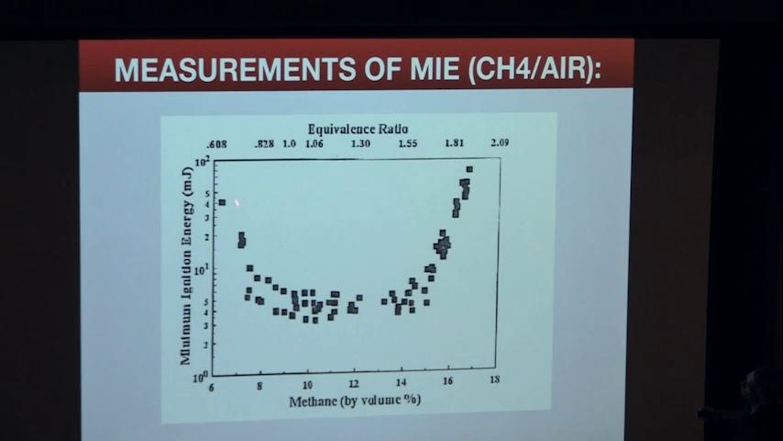So this is a plot of the minimum ignition energy as a function of equivalence ratio. And of course, the minimum energy is reached when you are stoichiometric, and if you are lean or rich, then you need to put much more energy to ignite. And of course, if you are outside flammability limits, you cannot even ignite.